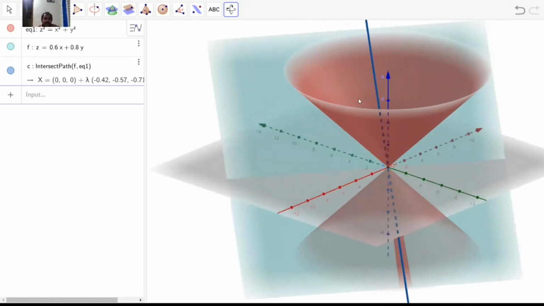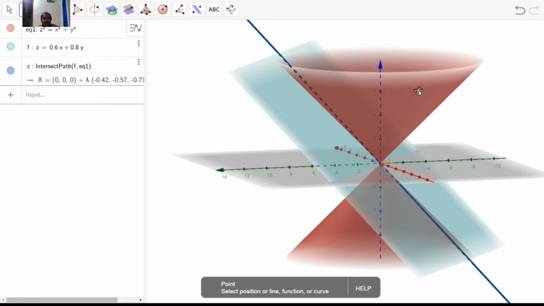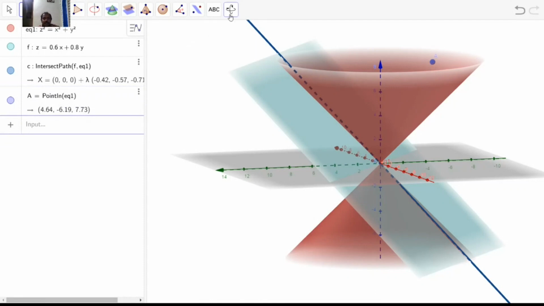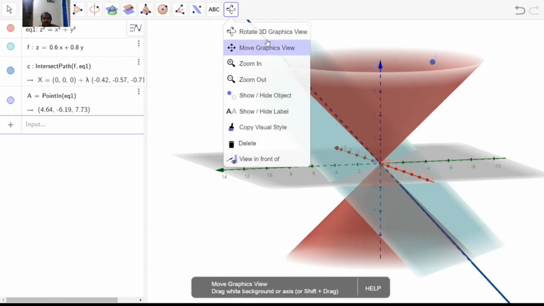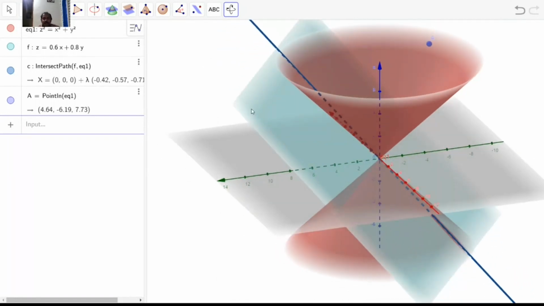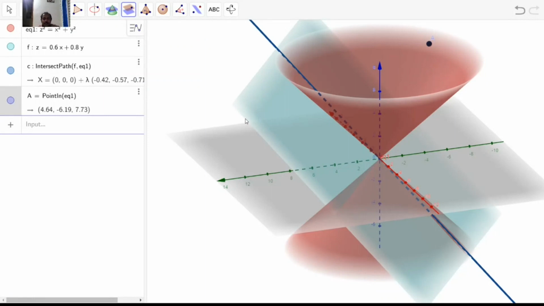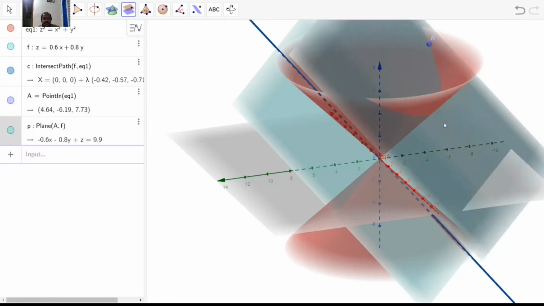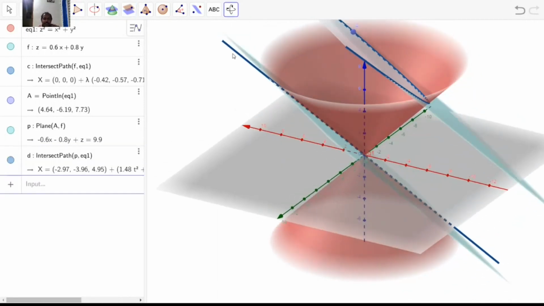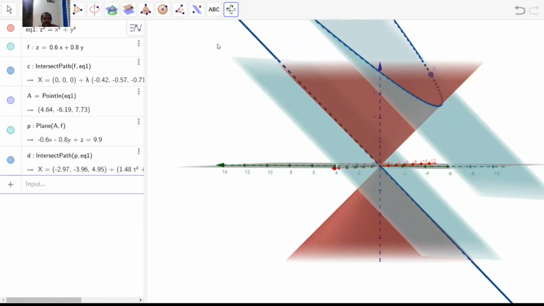Now you construct a plane parallel to this one. You consider a point on the upper nap, for example, a point here, and you construct a plane parallel to the tangent plane through this point. You can see that the plane actually intersects the cone along a parabola.